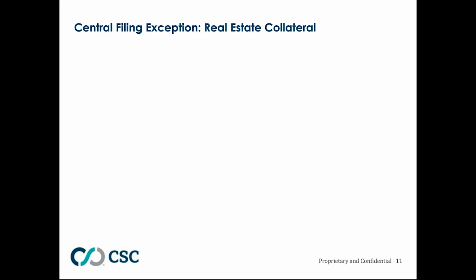The final exception to filing in the central filing office where the debtor is located has to do with certain types of collateral that are related to real estate. There are three types of real estate related collateral out there. The first consists of fixtures, being personal property that either will be or has been so integrated into real property that an interest in the goods would transfer by deed. Another type of real estate related collateral is timber to be cut, and finally, minerals to be extracted.